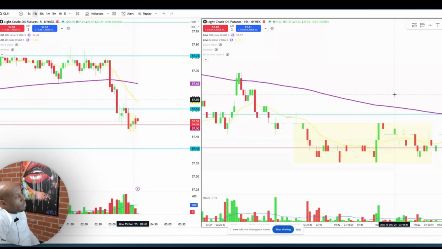So it seems that volume has dried up a little bit, at least for a little while anyway. The London session opens up at 3 a.m. East Coast Standard Time, and so more volume comes into the market. Then throughout the trading session, volume dries up and more volume comes into the market. It does pick up.